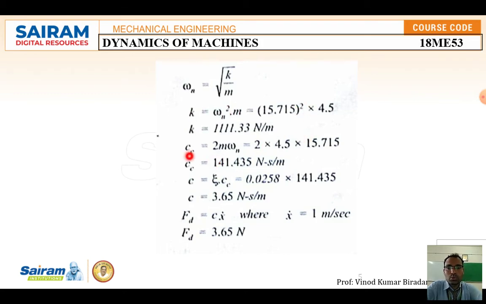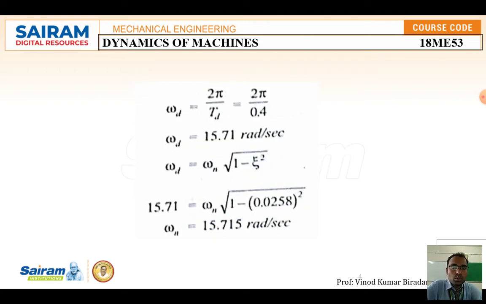Okay, next what they are asking is the damping force. We have the formula: damping force is equal to c into x dot. Here always consider velocity, if you assume 1 meter per second, then substitute here and you are going to get damping force equal to 3.65 newton. So this also you calculate, and this omega d is also calculated. Like this you have to solve the problems on this spring mass damper system. So many formulas are going to make you confused, so be perfect with the list of formulas.